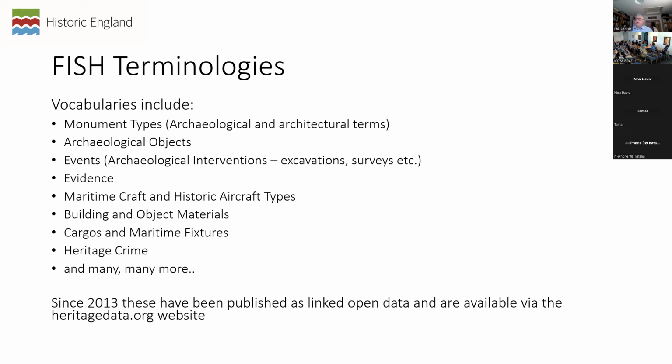The remit for Historic England covers not just the terrestrial, but it also covers the maritime realm out to the 12 nautical mile limit and our marine heritage protection zone, which extends actually 200 miles out into the Atlantic. So we record maritime wrecks and aircraft crash sites in the coastal waters. So we need a vocabulary to be able to say it's a frigate or it's a Spitfire. We also record building and object materials, so we can say that the castle is made of stone, the ring is made of gold.